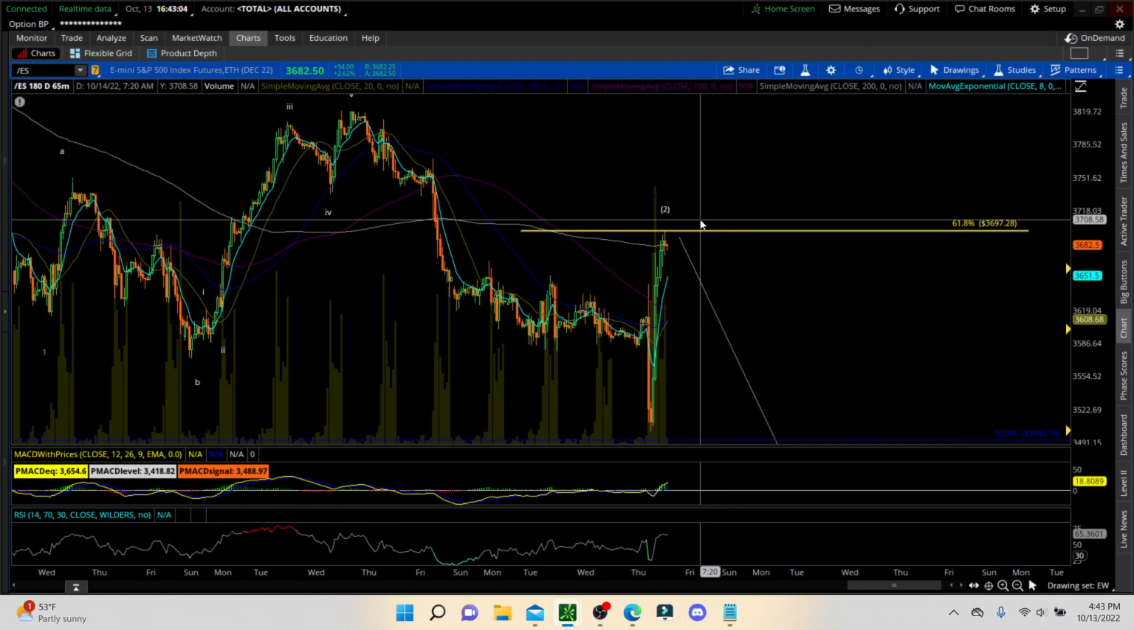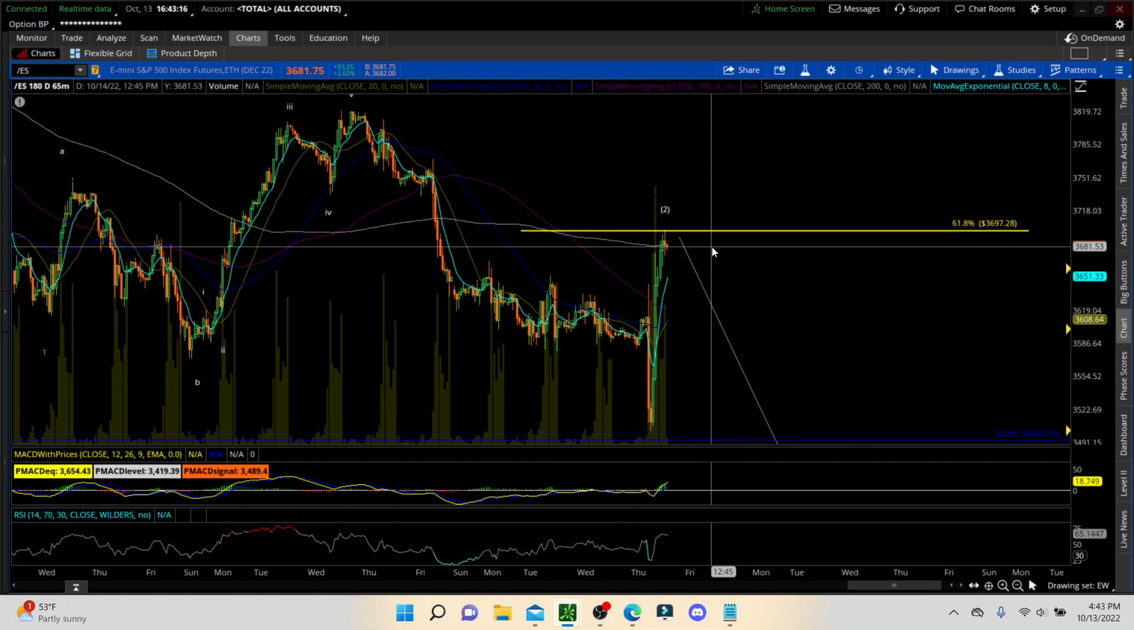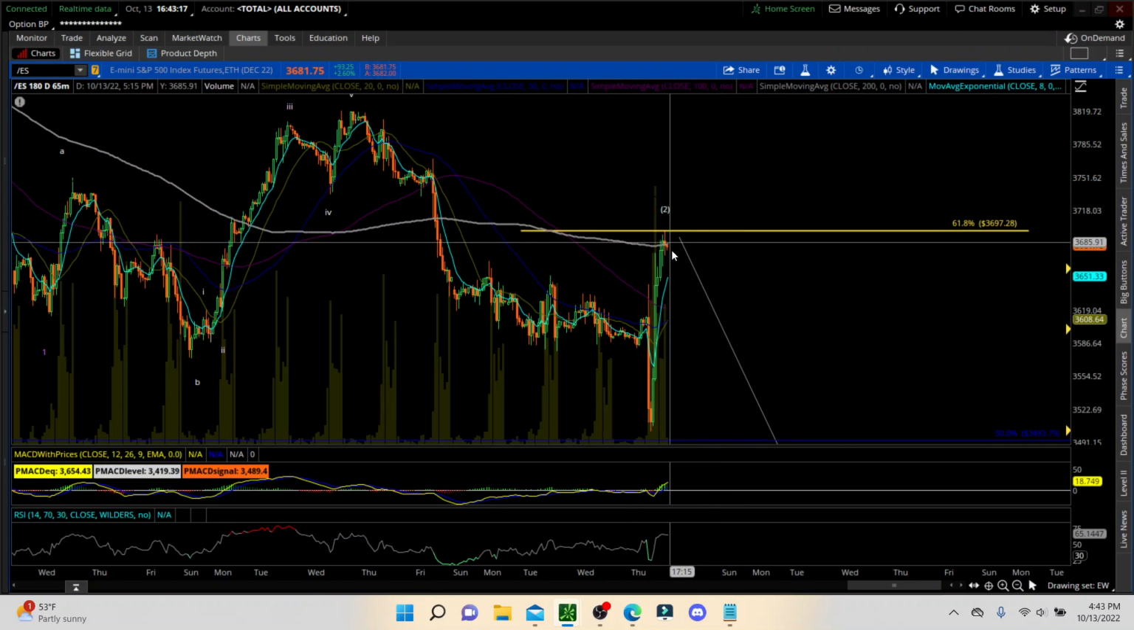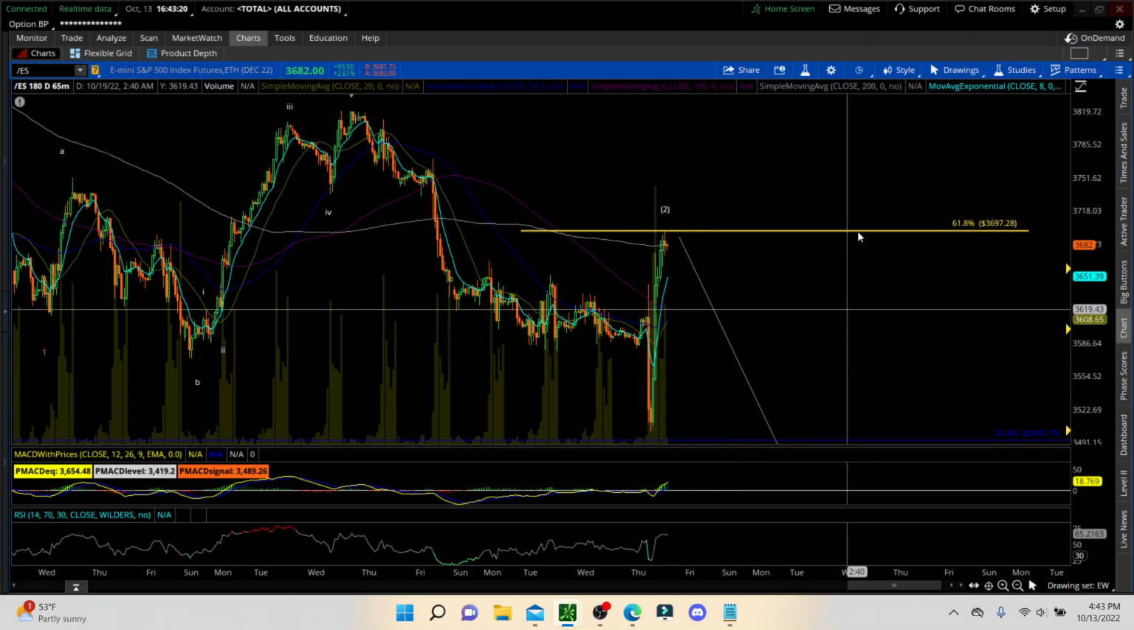And, if it's, I'll give it some room. I don't set stops. I'll give it some room, 37.10 or so, and just watch the price action. But this is a perfect 1-2 setup to the downside.